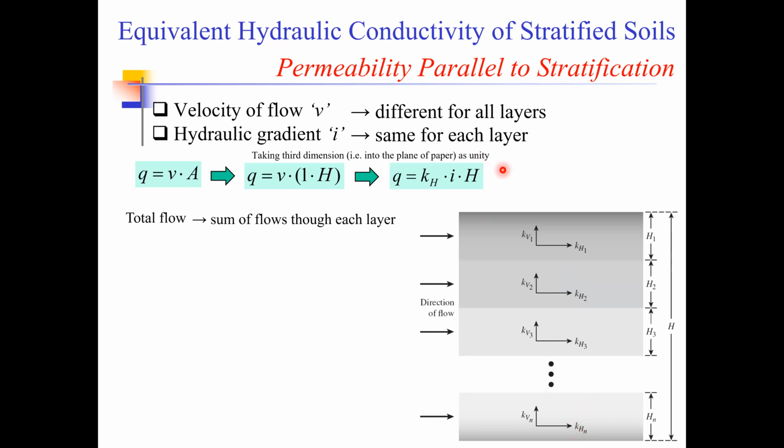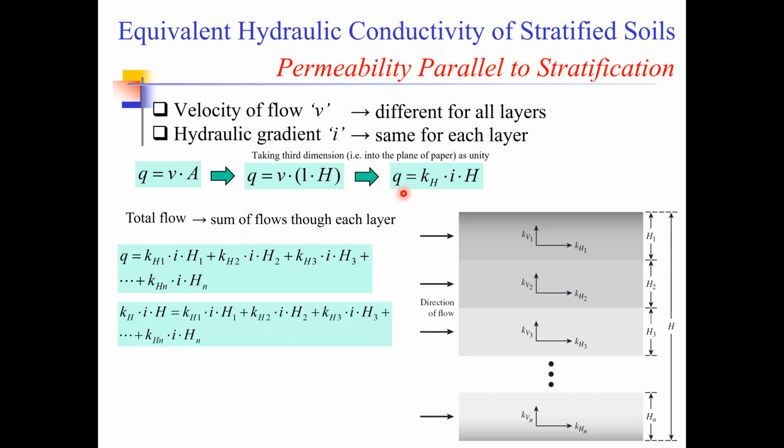We are obviously going to make use of this equation, and by using this equation, we can sum up the discharge through each layer. So you can see over here, the total flow equals flow through layer number 1 plus flow through layer number 2 plus flow through layer number 3, and so on. Now, this K i H, that is the flow through each layer, has been evaluated using this equation.